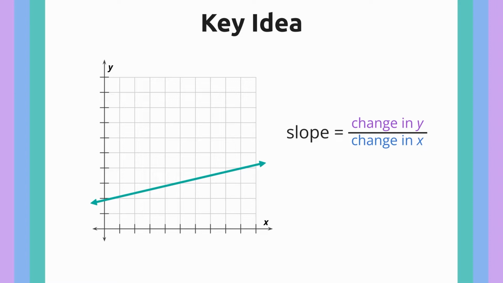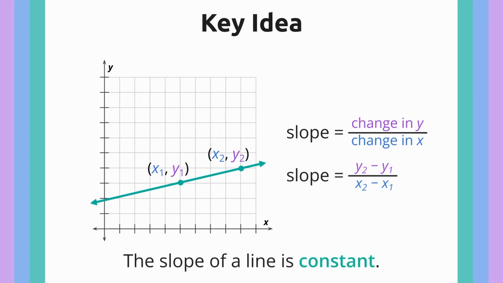So how do we determine these changes? We just pick any 2 points on the line, find the difference between their y-coordinates, and find the difference between their x-coordinates. We can actually calculate the slope using any 2 points on the line, and we'll get the same answer, since the slope of a line is constant. But it's easiest to choose 2 points with integer coordinates.